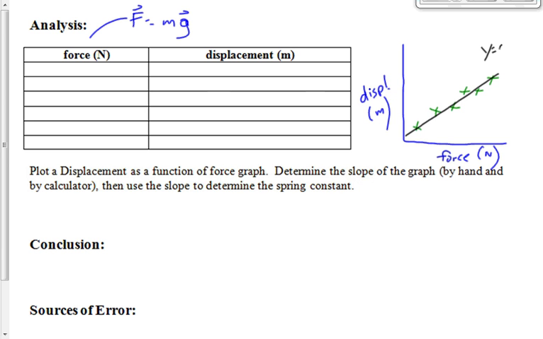Y is equal to 0.34x plus 0.002, or whatever the case may be. Remember, this is the slope. That first number is the slope. But the slope is not the spring constant. We're close, but the slope is not the spring constant.